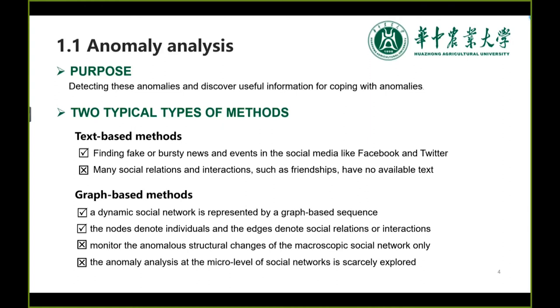At present, there are two typical methods for anomalies of dynamic social networks. One is the text-based method and the other is the graph-based method. However, many graph-based methods only monitor the anomalous structure change of macro social networks. The anomaly analysis at the macro level of social networks is scarcely explored.